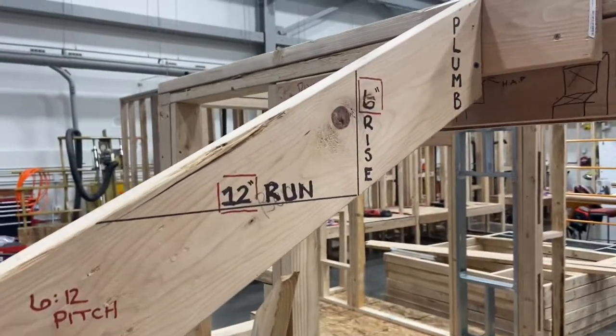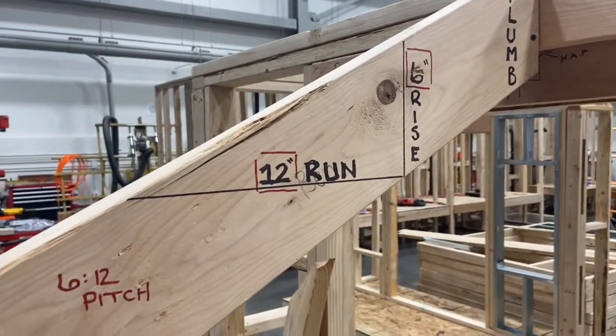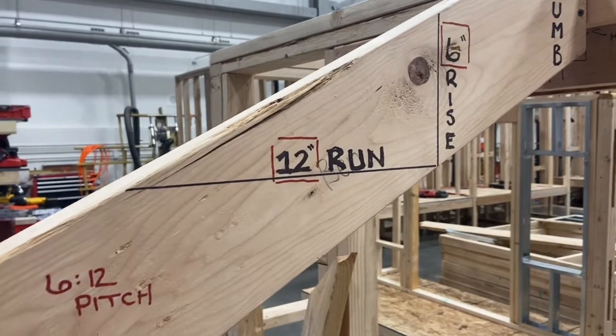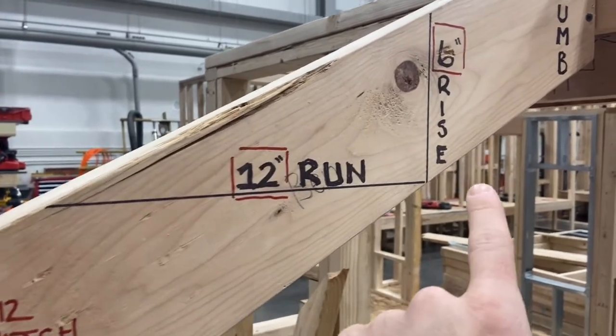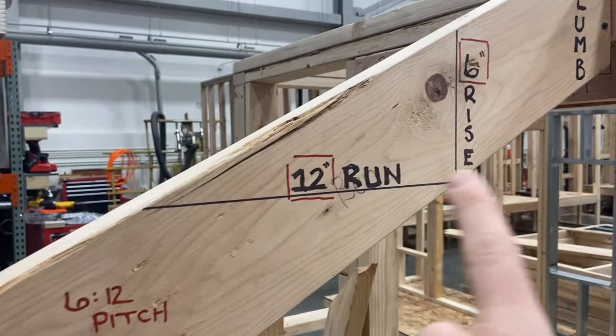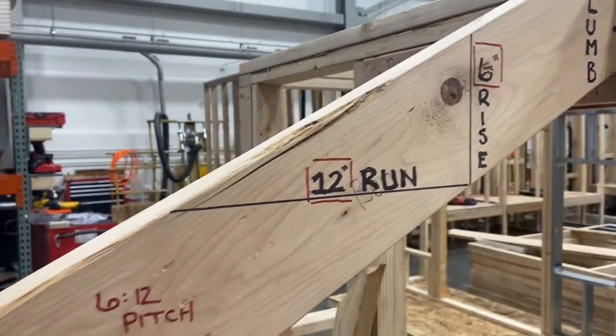We talk about pitch when it comes to rafters. In this case, it's always set to 12 inches. So what is my rise for every 12 inches I run? In this case, this is called a 6 and 12 pitch. So for every 12 inches I run across, 6 inches I rise.